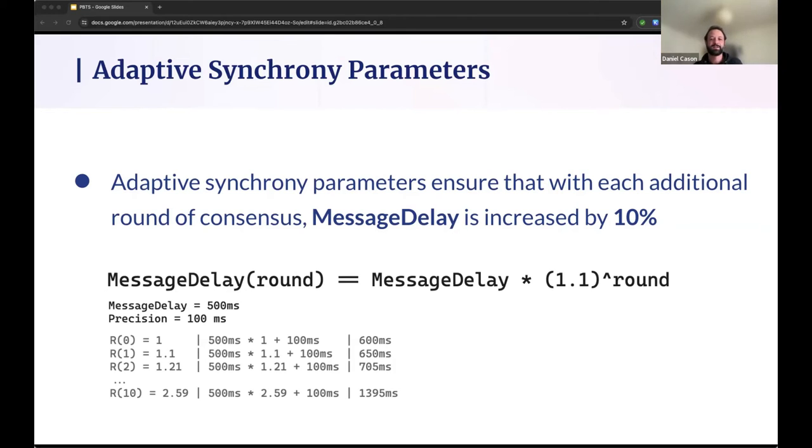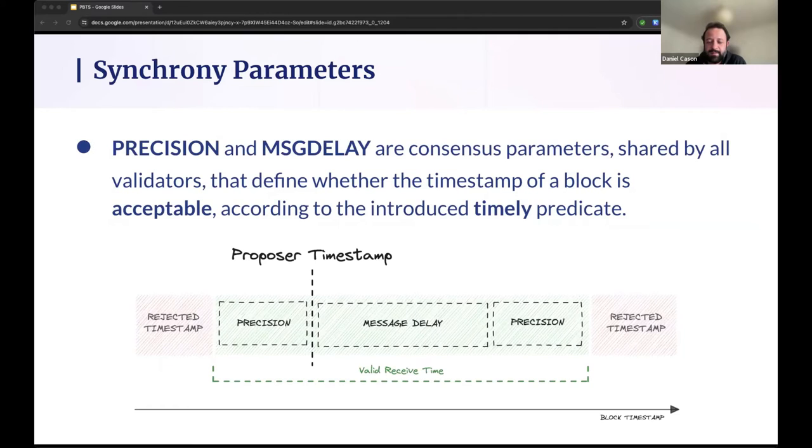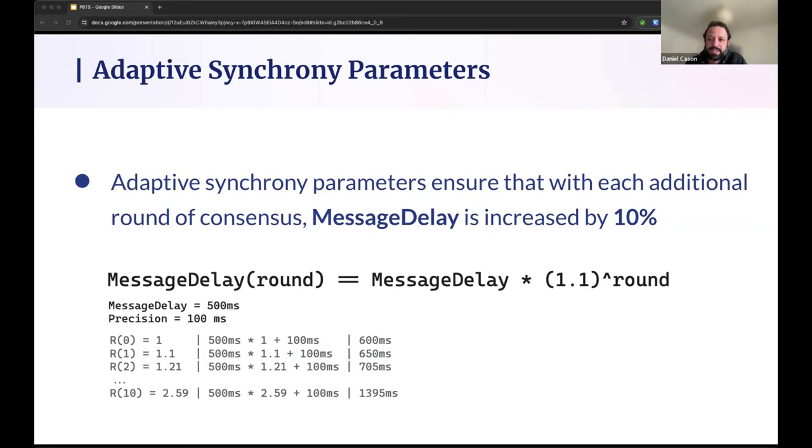I can jump in again. The problem of the message delay, if you can go back to the previous slides, is that it defines essentially the lower bound of a timestamp. So a timestamp cannot be too old, too far in the past. Otherwise, you reject it. The problem is that if you set the message delay to a very small value that doesn't represent the actual delay of the network, most of the proposals that we receive will have a timestamp too much in the past. This is very problematic because all the proposals will be rejected because the timestamps are bad. And this can halt the network, essentially.